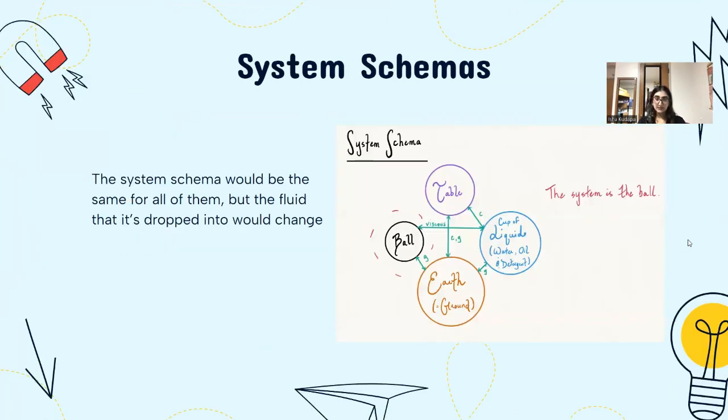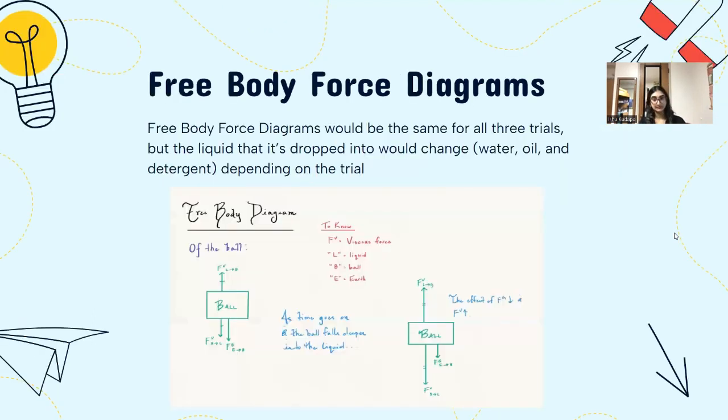So this is our system schema. We have the ball, the table, the cup of liquid with the liquid inside, and then the earth, which we're equating to the ground here. And our system is the ball, which you can see has the dashed line around it.